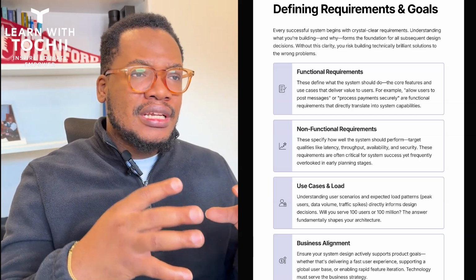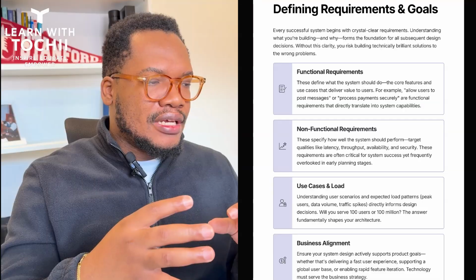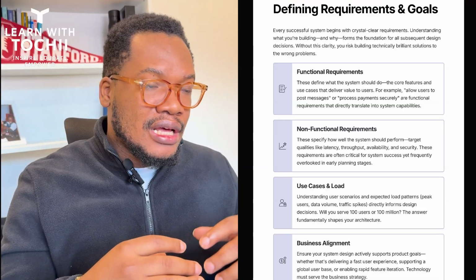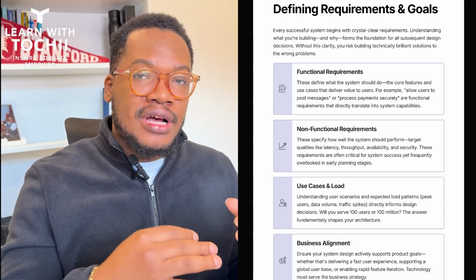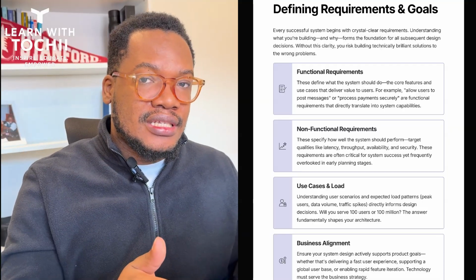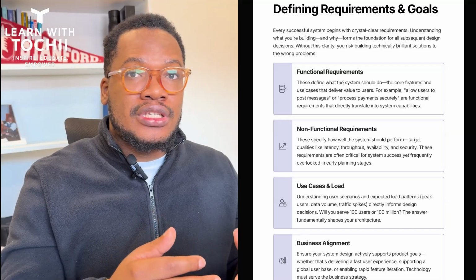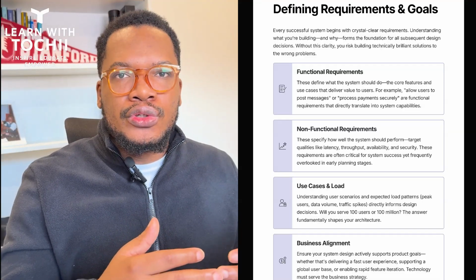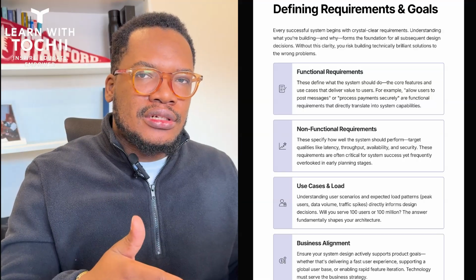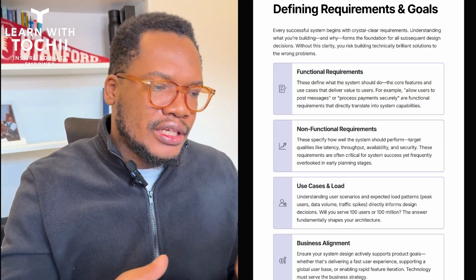So being able to understand those use cases for each business and being able to understand that you're going to have peak numbers of users, you're probably going to have large data volumes, you're going to have traffic spikes, right? They directly inform your system design decisions. So you get questions like, will you serve 100 users, or will you be serving 100,000 users? And that question fundamentally shapes your system design, or your architecture in this case.